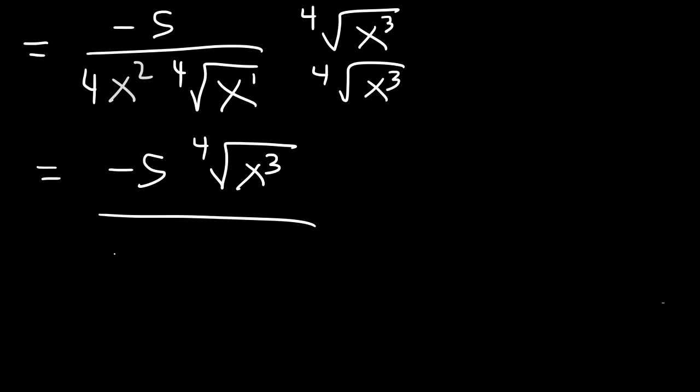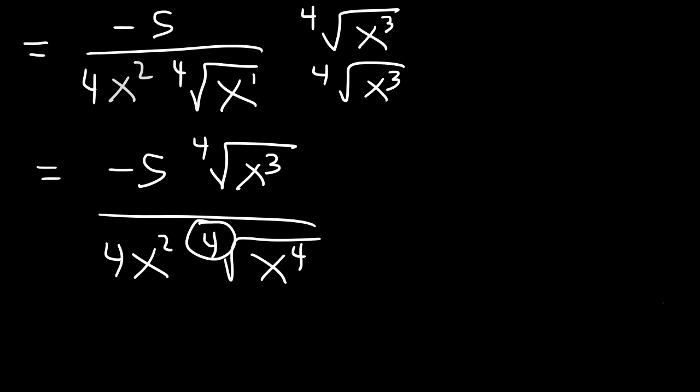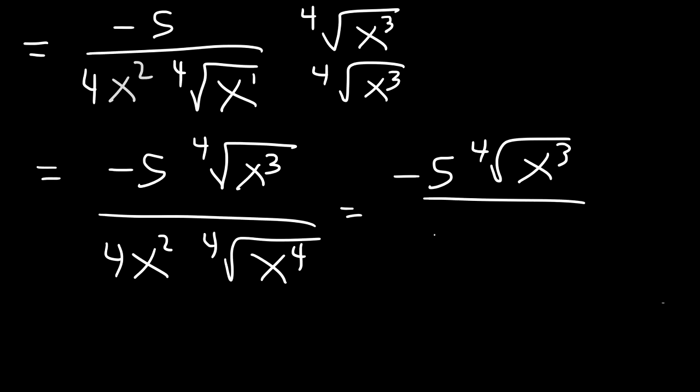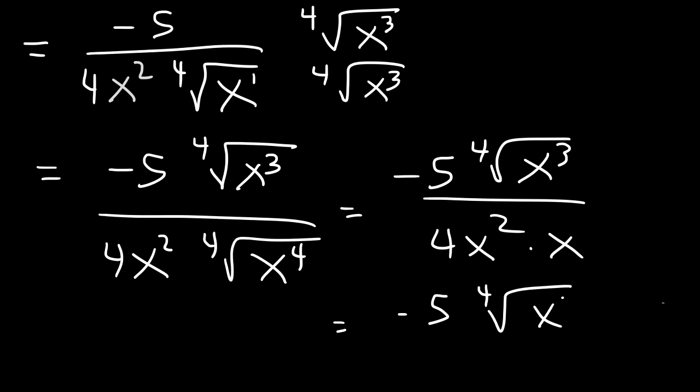In the denominator, I have 4x squared times the fourth root of 1 plus 3 is 4. So x to the 4. And then if I divide 4 by 4, that's going to give me 1. So then this is negative 5 times the fourth root of x cubed over 4x squared times x. So the final answer is negative 5 fourth root of x cubed over 4x cubed.